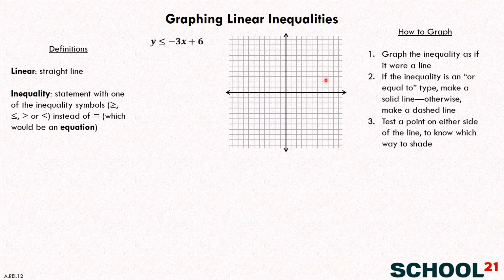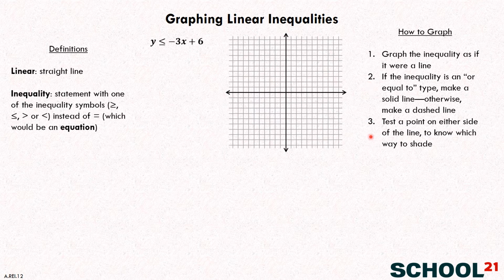Okay? All right. Then, if it's an or equal to inequality, like less than or equal to or greater than or equal to, we're going to make the line solid. If it's less than or greater than, we're going to make it a dashed line, meaning that it can't be on the line, it can only be less than or greater than. But if it could be equal to the line, then we make it solid.